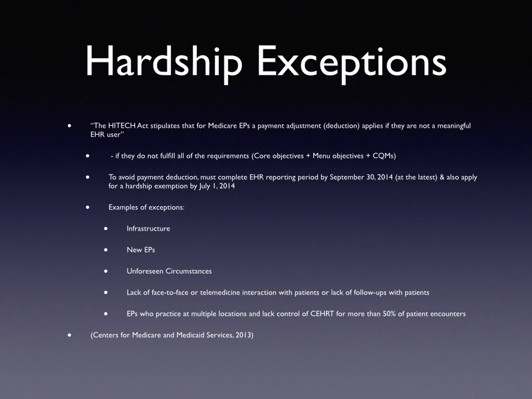Examples of exceptions or exemptions are infrastructure issues, like if an EP was in an area without sufficient internet access, that would cause them to not be able to perform at their highest level. They can use this and explain why they weren't able to meet the criteria. Also for unforeseen circumstances, for example a natural disaster, anything that hinders their performance, they're able to apply for an exception or exemption so that they do not have to take the payment deduction.